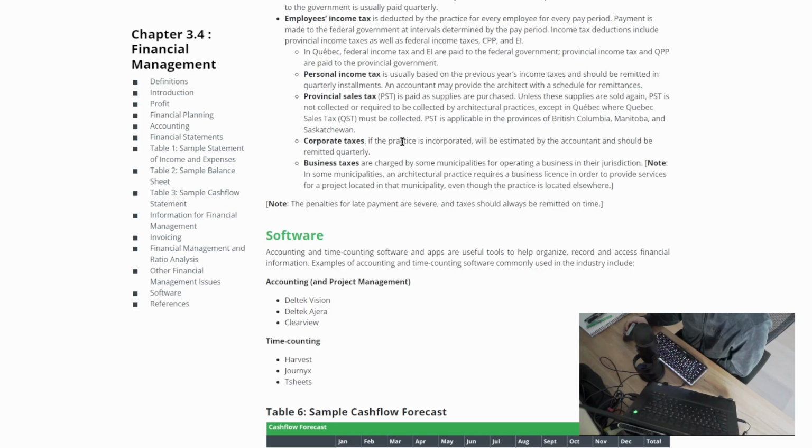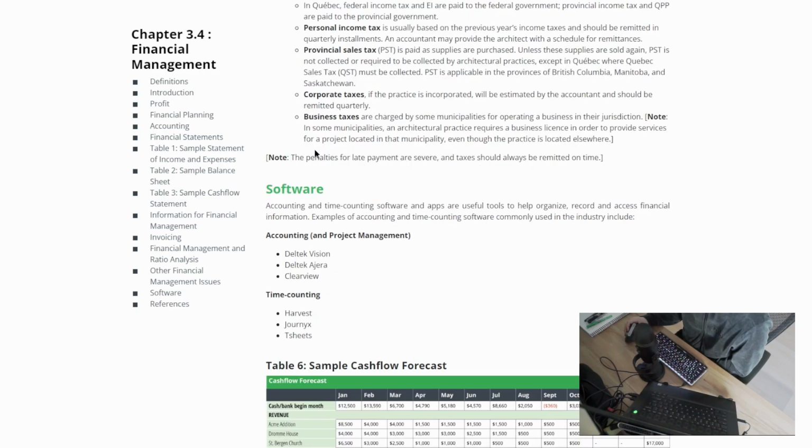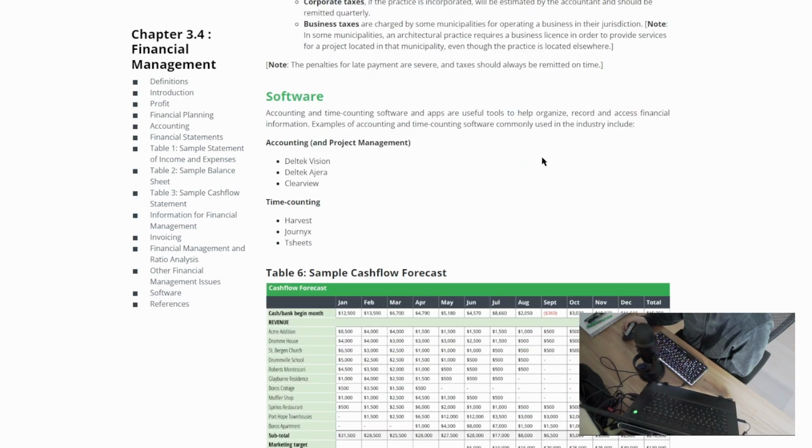Corporate taxes, if the practice is incorporated, will be estimated by the accountant and should be remitted quarterly. Business taxes are charged by some municipalities for operating a business in their jurisdiction. Note, in some municipalities, an architectural practice requires a business license in order to provide services for a project location in that municipality, even if the practice is located elsewhere. Note, the penalties for late payment are severe and taxes should always be remitted on time.